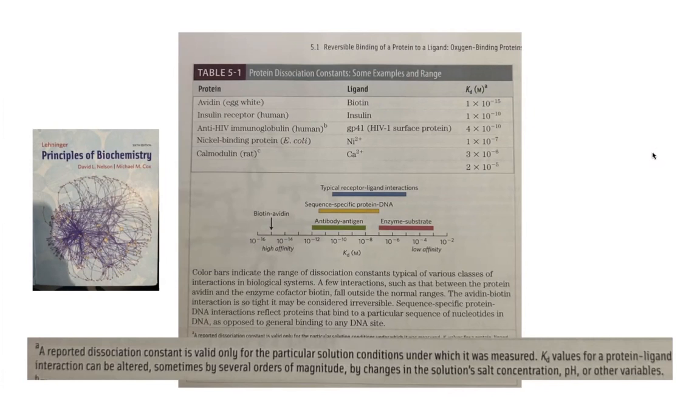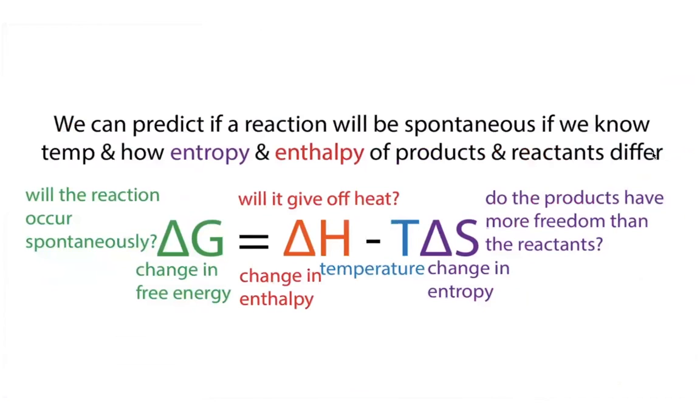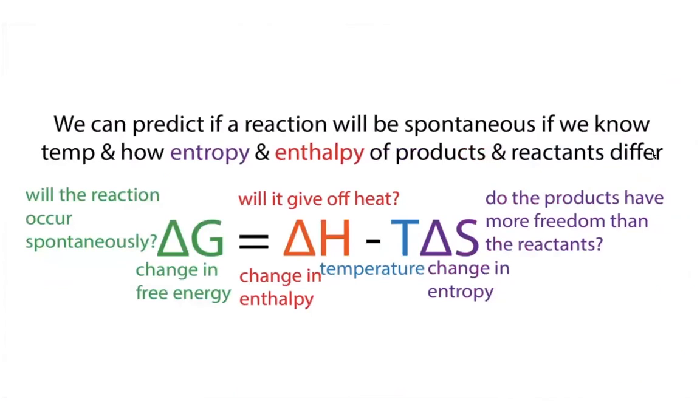Basically, what it tells us is that the reported dissociation constant is valid for only particular conditions under which it was measured. KD values for a protein-ligand interaction can be altered, sometimes by several orders of magnitude, by changes in the solution salt concentration, pH, or other variables. So when we're talking about those interactions, the forward and reverse rate, these equilibrium constants, it's all coming down to thermodynamic principles.